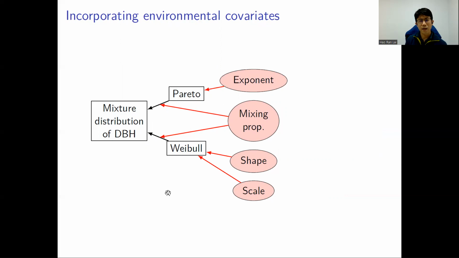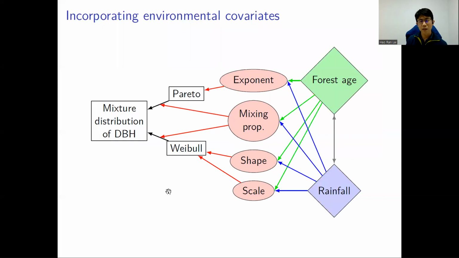What we add here are the environmental covariates, forest age and rainfall. We allow them to moderate each of the distributional parameters. And then we also account for the interaction effect between forest age and rainfall. So we hope to build a somewhat predictive model that predicts the observed distribution of diameter as a function of forest age and rainfall.